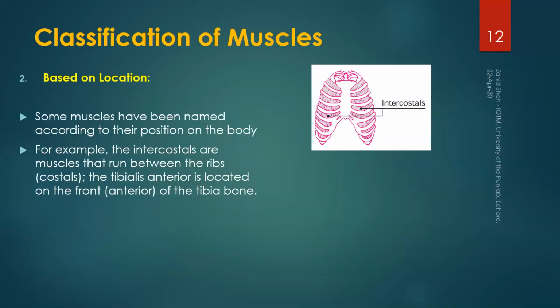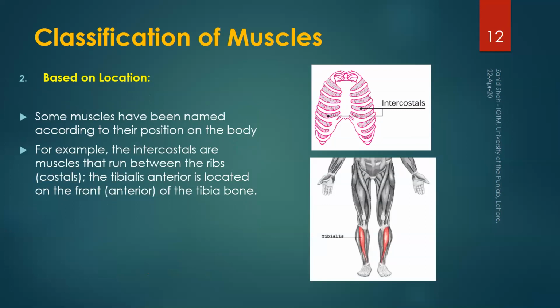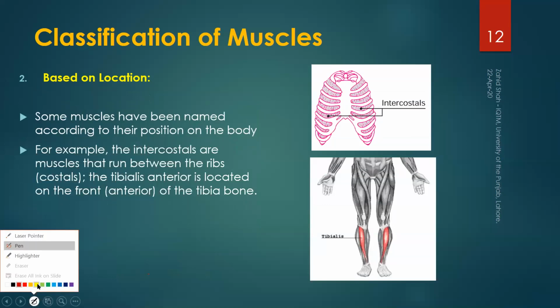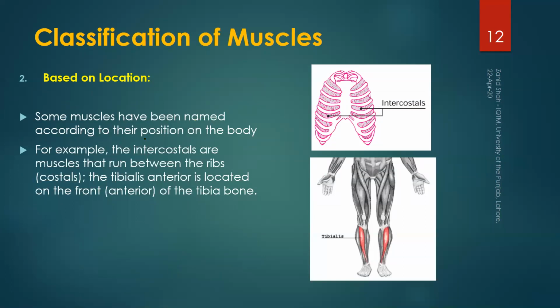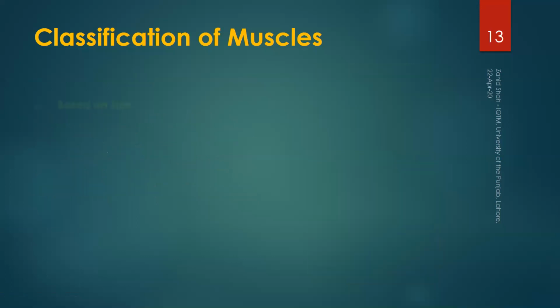Muscles can be named based on their location as well. Some muscles have been named according to their positions in the body. For example, intercostals are the muscles that run between the ribs. Another name for the ribs is costals. Similarly, this muscle, tibialis, means it is attached to the tibia. We will see a lot more examples of names of muscles based on location in the following slide. So tibialis is attached to the tibia.